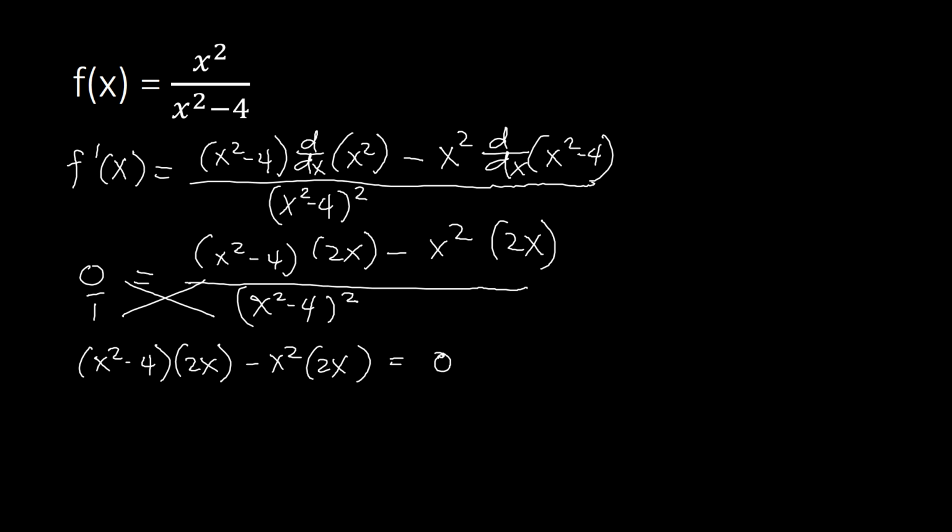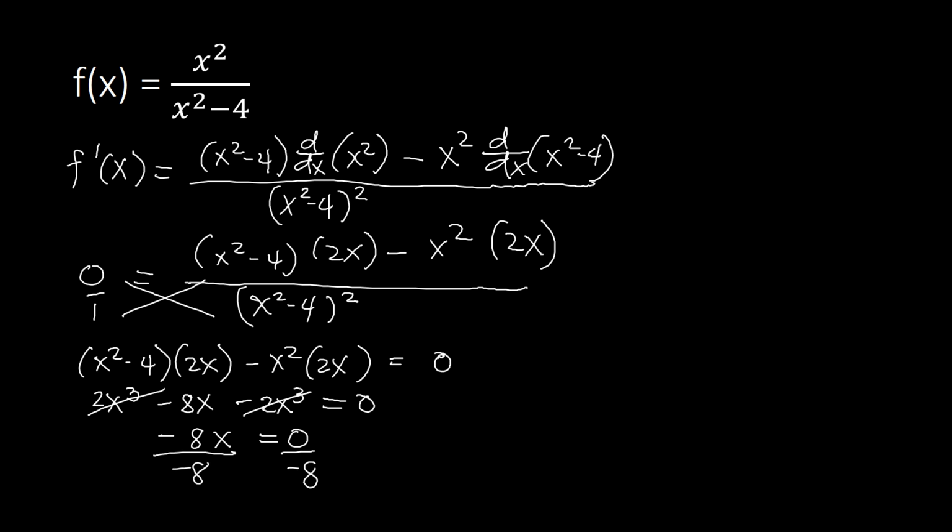So simplifying, we've got x squared times 2x. That will be 2x cubed. Negative 4 times 2x, that's a negative 8x. Negative x squared times 2x, that will be a negative 2x cubed. That's equal to a 0. 2x cubed minus 2x cubed, this will become a 0. We have a negative 8x that's equal to a 0. Divide this by negative 8 to get our x value. Our x here is equal to a 0. So this is our critical number.